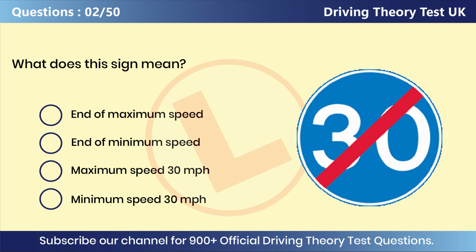Question 2. What does this sign mean? A. End of maximum speed. B. End of minimum speed. C. Maximum speed 30 miles per hour. D. Minimum speed 30 miles per hour.